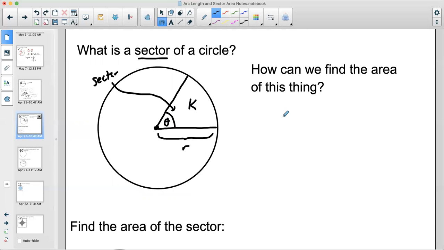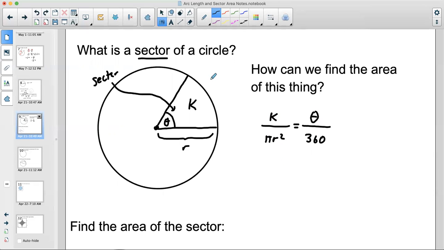So the way we find the area of a sector is very similar to how we find the length of an arc. The formulas look really similar. So we're going to set up a proportion again. And this side of the proportion is exactly the same as the other proportion, theta over 360. If you remember, our proportion for arc length was s over 2 pi r equals theta over 360. This one, though, it's k over pi r squared.